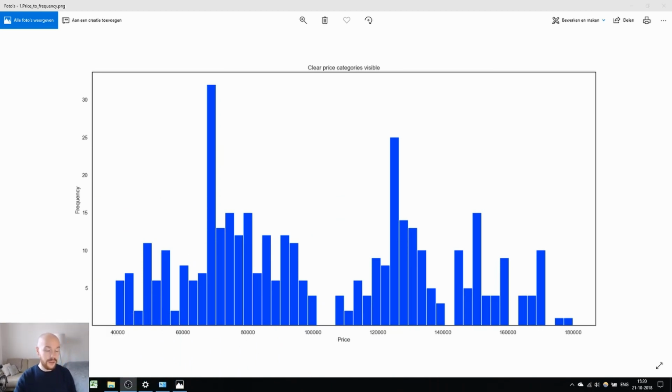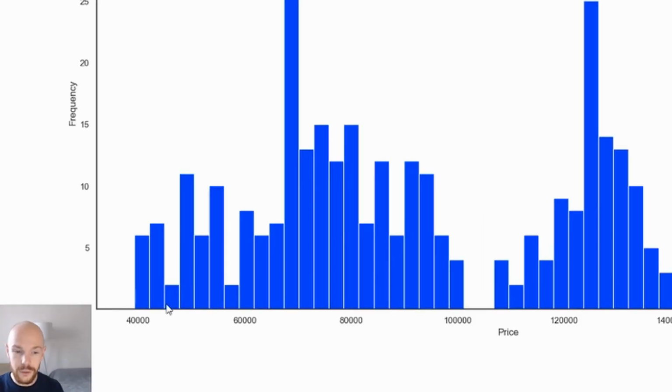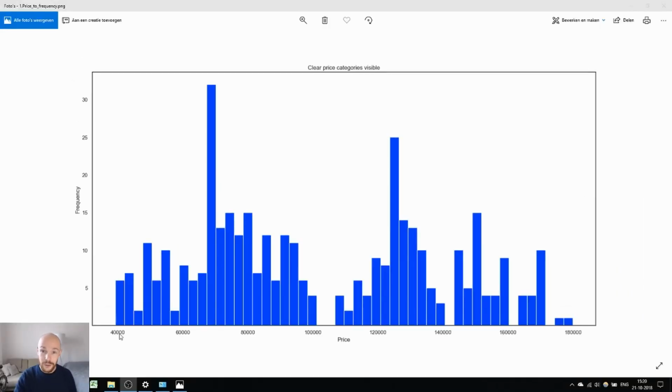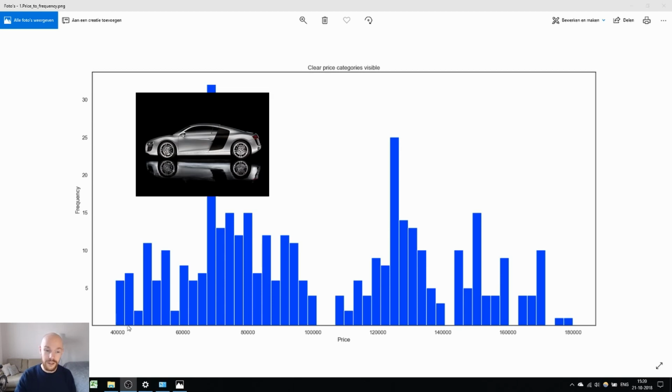There you go. First graph which we will investigate. You can see here the price on the x-axis and the frequency on the y-axis. So what this means is that, for example, for a price of 40,000 euros, there are approximately 6 cars for sale. So this tells you how the price is distributed in the market. We can see first of all that there's a clear distribution going on between 100,000 and 40,000 euros. These are most likely the older Audi R8s which are for sale.